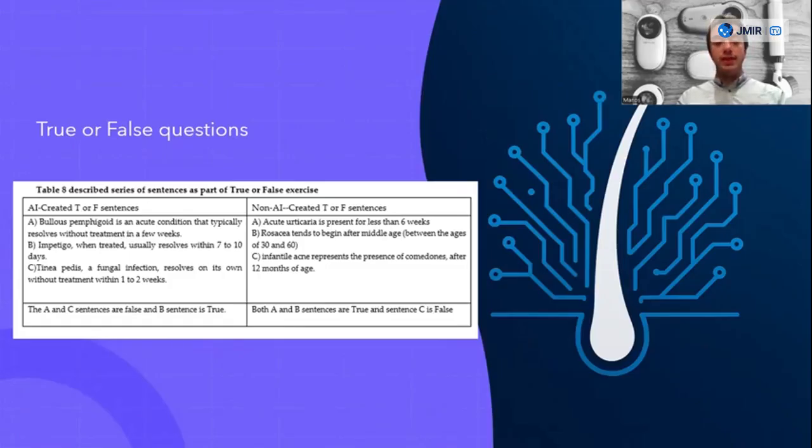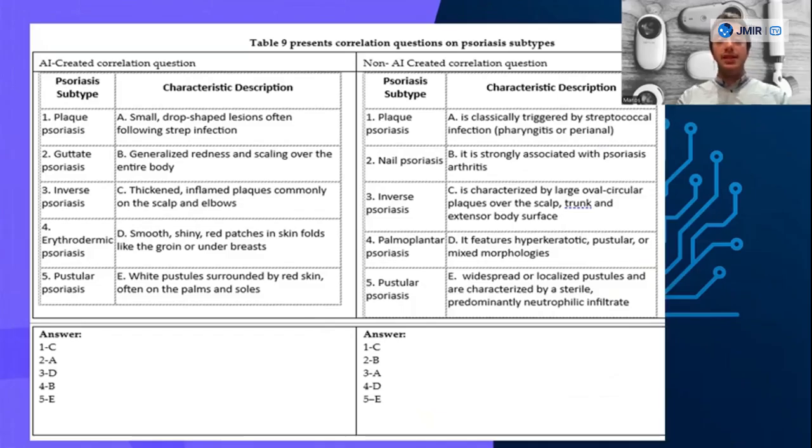The focus in both sets of sentences is the duration of skin diseases. The AI-created sentences focus more on the prognosis and treatment approach, while the non-AI case tests more the duration that is associated with the nature of the disease. For example, acute urticaria is present for less than 6 weeks, and that duration differentiates it from chronic urticaria. Here we can see correlation exercises with psoriasis subtypes, clinical manifestations and special site involvements.